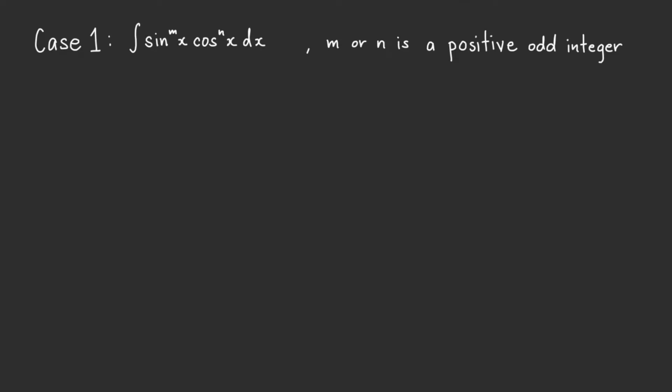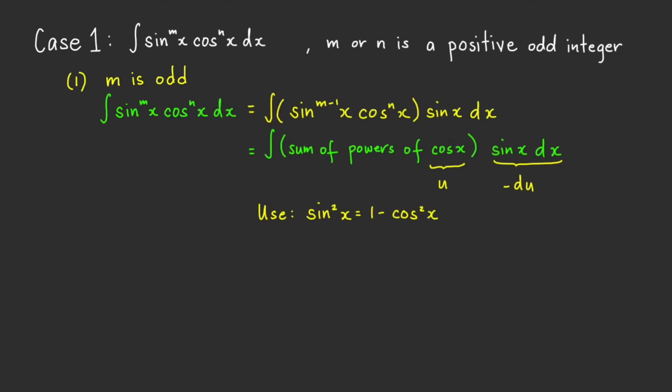Let us first consider the case where m or n is a positive odd integer. This case can be divided into two sub-cases. For example, the case wherein m is odd, so the power of sine x is odd. The trick in evaluating this integral is to just pull out one sine x and express the remaining factor of the integrand in terms of what? Sum of powers of cosine x.